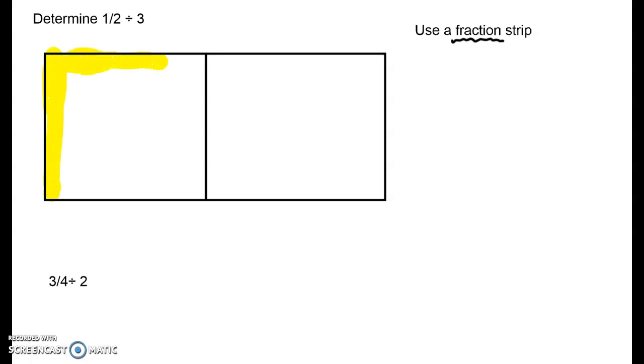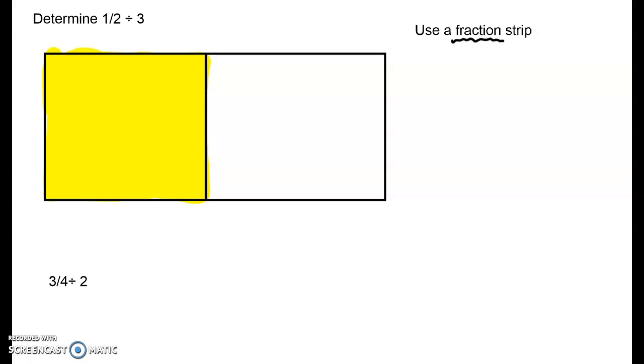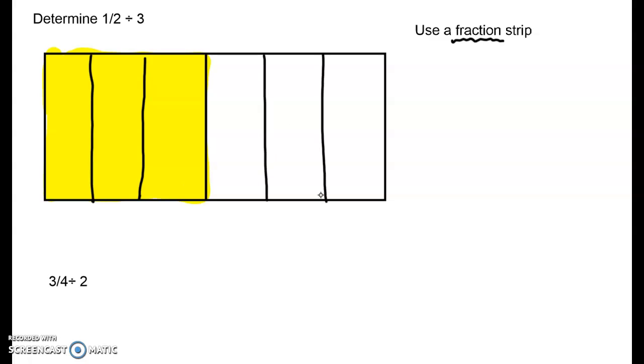Now, it says to take half, which is the yellow part, and divide the half by 3. Okay, that's easy enough to do. We're going to take half and we're going to divide it by 3. And what we do to one half, we're also going to do the other half. We're not looking at the white half, we're just looking at the yellow. But we're going to divide all the halves into 3.